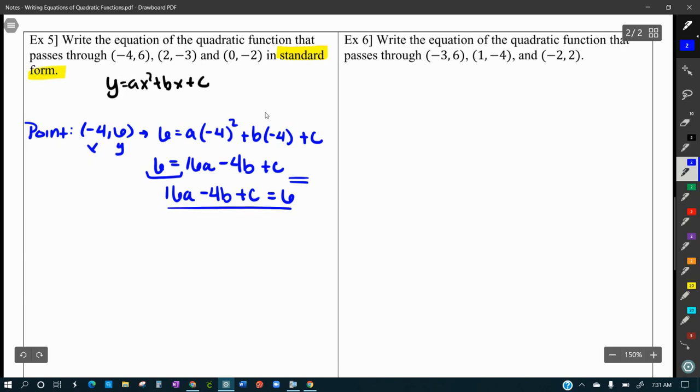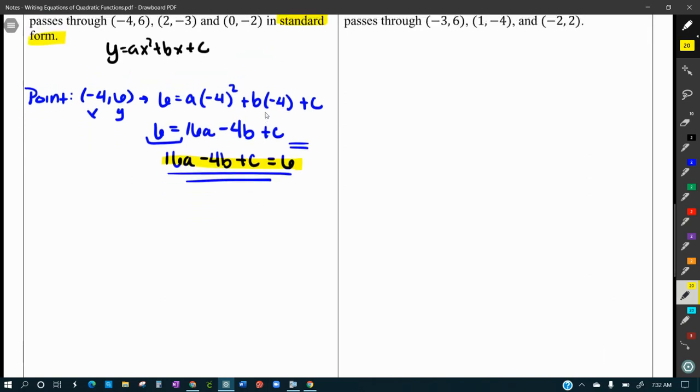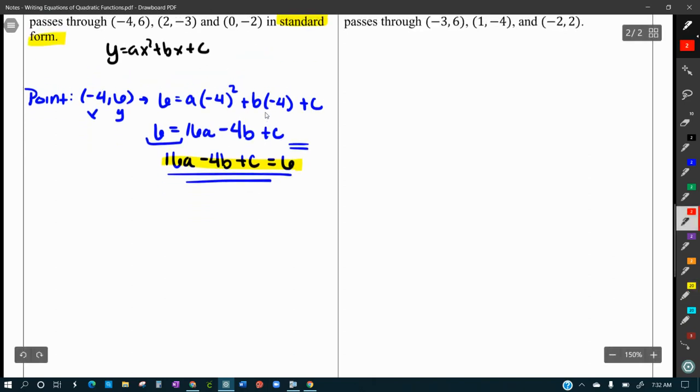So we're going to hang on to this for later. I'm actually going to highlight that in yellow. We're going to hold on to that. I need to do this 2 more times. I need it for each coordinate. So now we're going to do the second point. So point 2 is 2 comma negative 3.